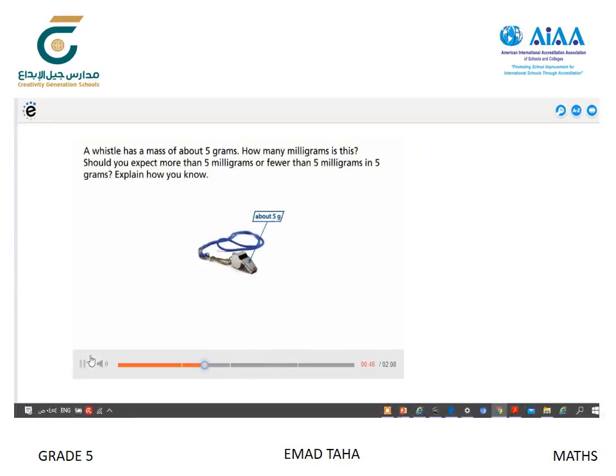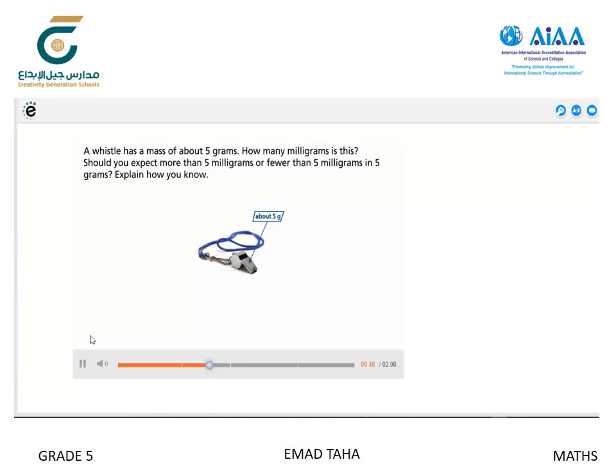A whistle has a mass of about 5 grams. How many milligrams is this? Should you expect more than 5 milligrams or fewer than 5 milligrams in 5 grams? Explain how you know.